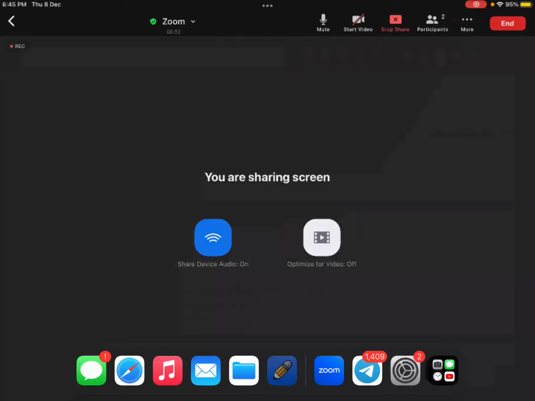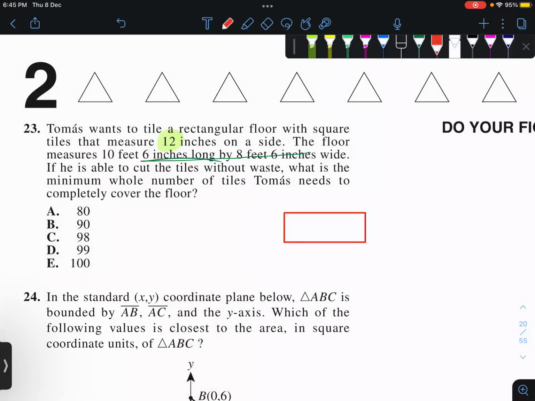Okay, so yes, we have here the floor, which is like a rectangle, and it's 10 feet and 6 inches long and 8 feet and 6 inches wide. That's why we have to convert this. 6 inches is half a foot, because 1 foot is equal to 12 inches, so 6 is half. So this is 10.5 and here 8.5, understood? All in feet.